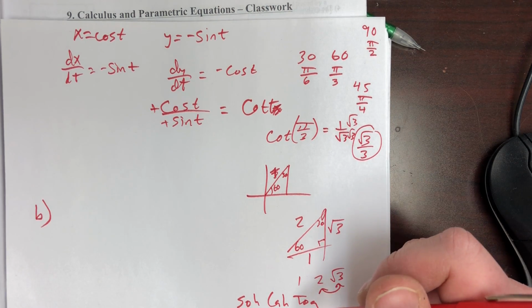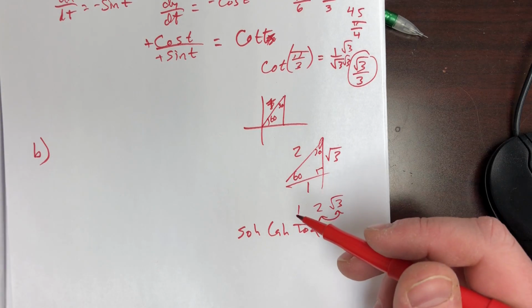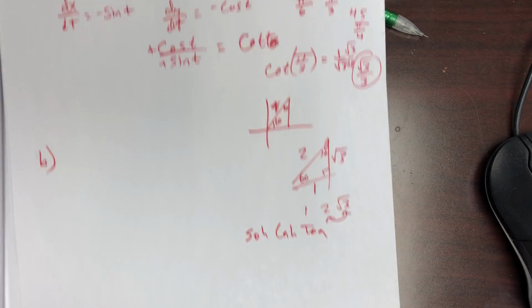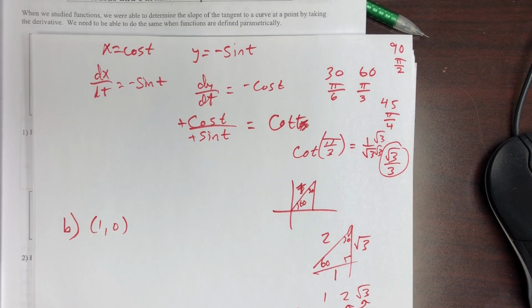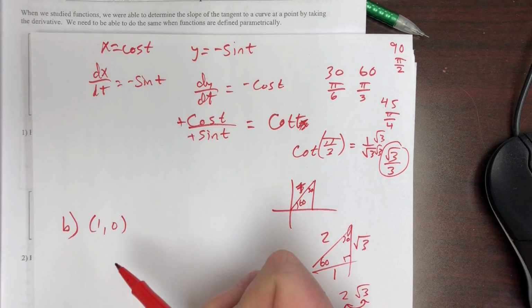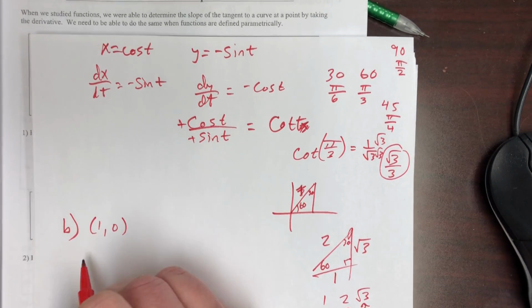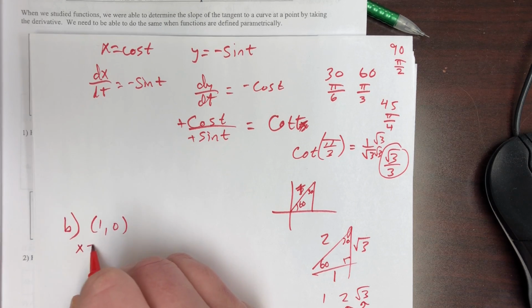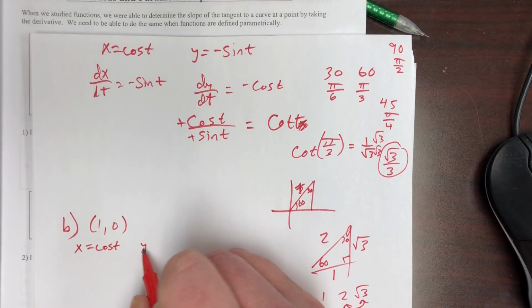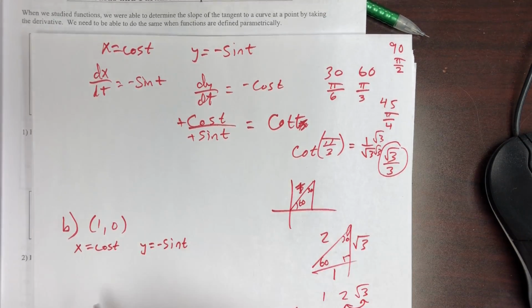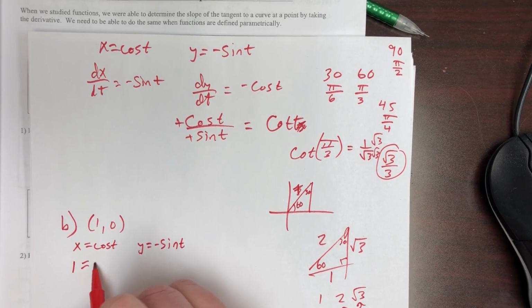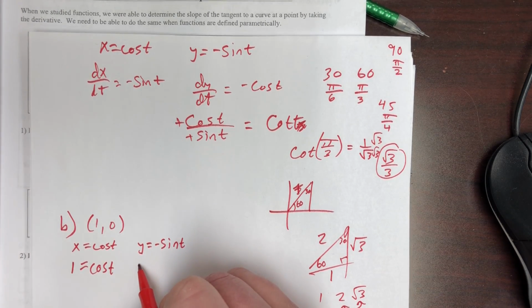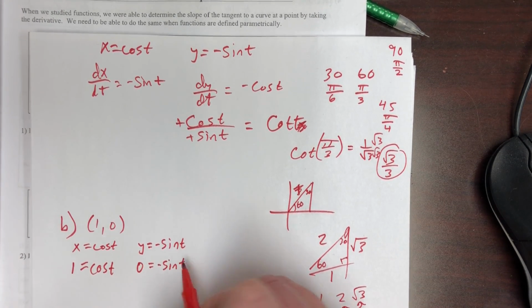Okay, part B. Part B says 1, 0. So now I'm not given a t value, I'm given an x comma y. And so what I need to do is I need to go x equals cosine t, y equals negative sine t. I need to find the t value that gives me 1, 0. So 1 is equal to cosine t, and 0 is equal to negative sine t.